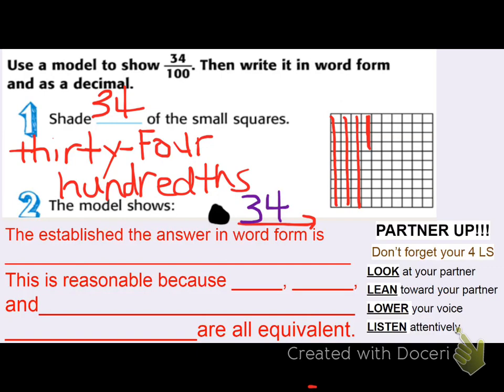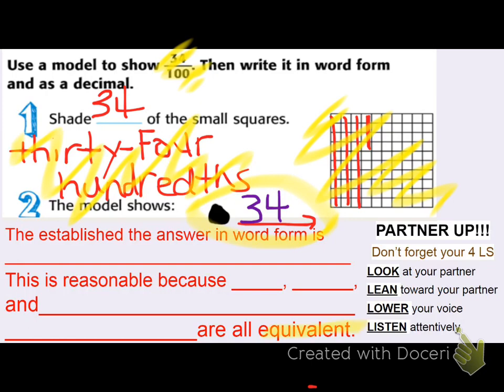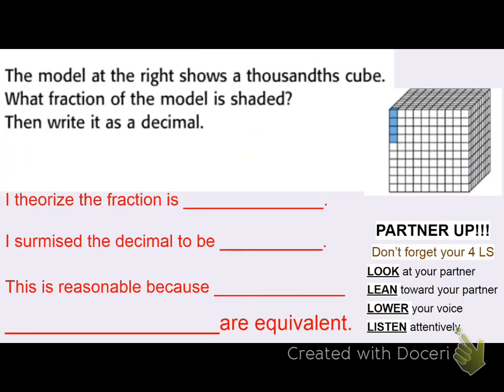I know it's reasonable because if we look up here, the fraction 34/100ths, the model 34/100ths, the word form 34/100ths, and the decimal 34/100ths are all equivalent. They have the same value. It's reasonable.